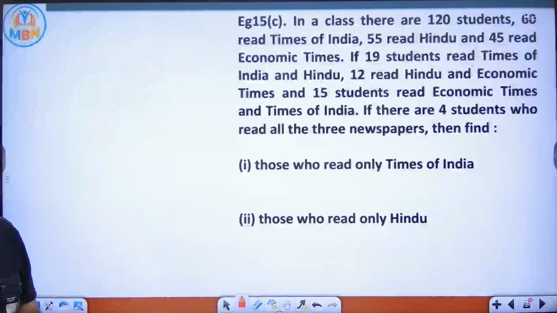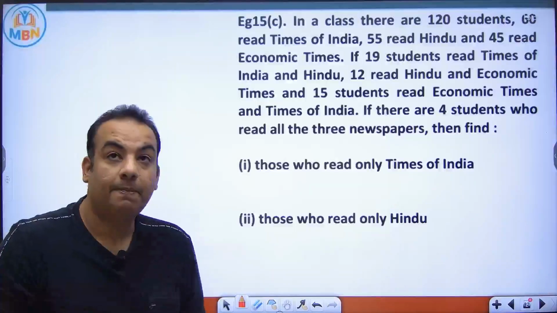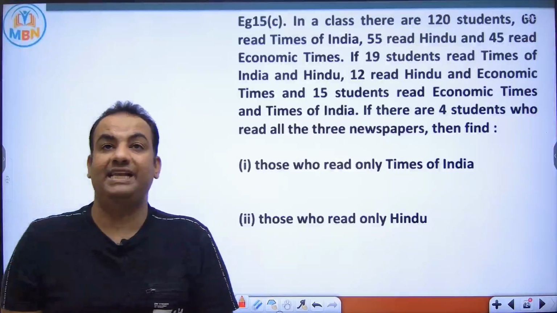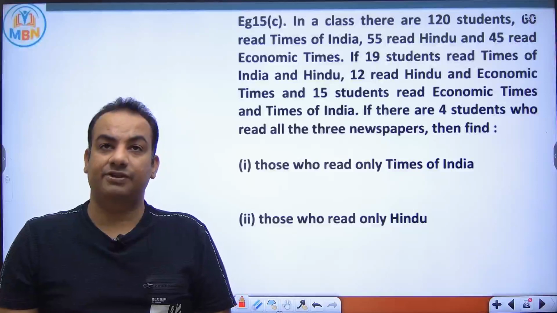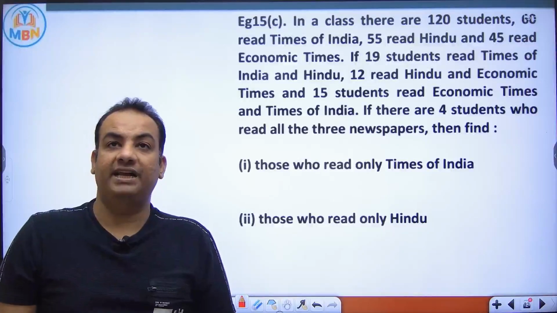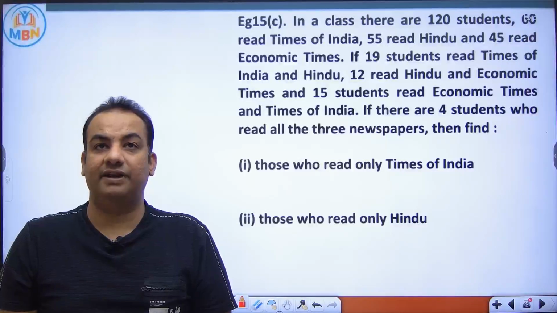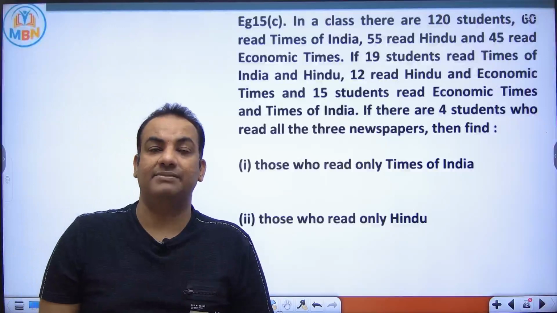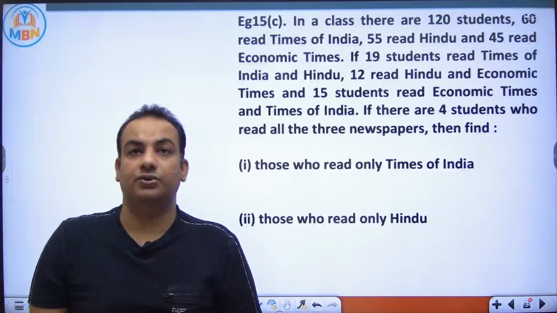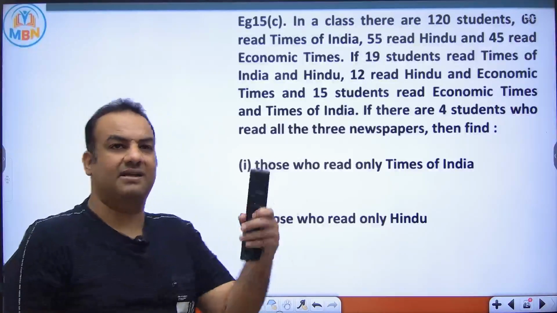Now I take one example. See this. In a class there are 120 students. 60 read Times of India, 55 read Hindu, 45 read Economic Times, 19 students read Times of India and Hindu, 12 read Hindu and Economic Times, 15 read Economic Times and Times of India. There are 4 students who read all the 3 newspapers. Then they are asking several parts.